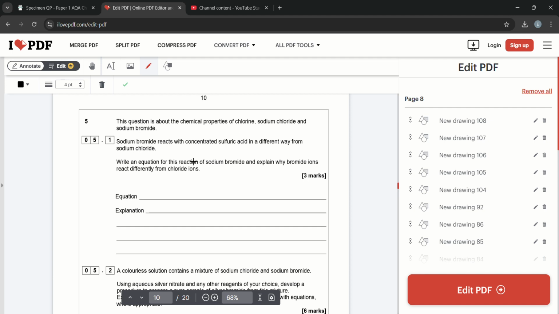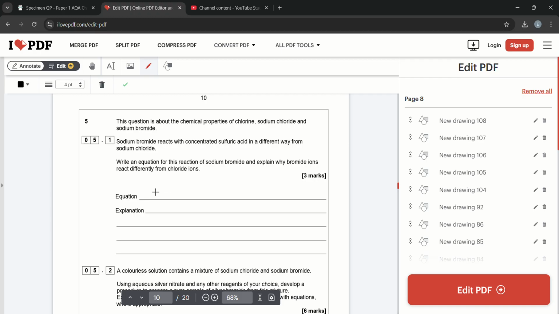Question 5. This question is about the chemical properties of chlorine, sodium chloride, and sodium bromide. Sodium bromide reacts with concentrated sulfuric acid in a different way from sodium chloride. Write an equation for this reaction of sodium bromide and explain why bromide ions react differently from chloride ions. The equation part: how well do you know your equations?